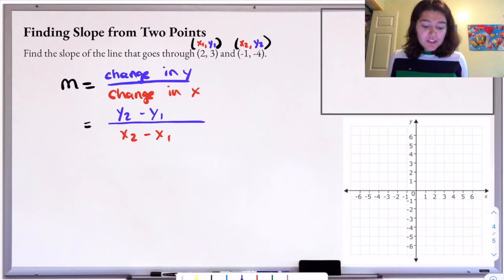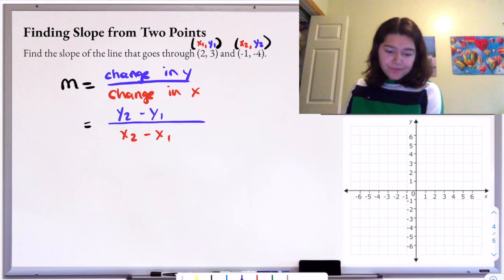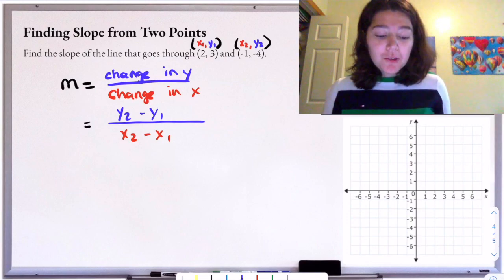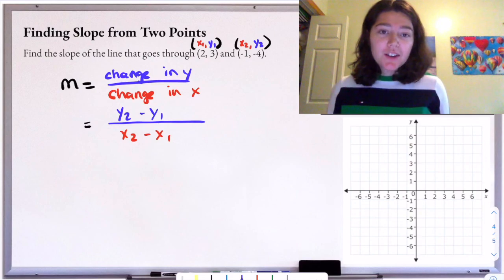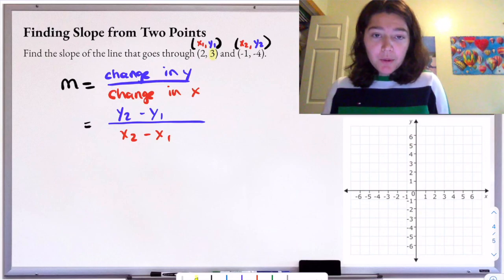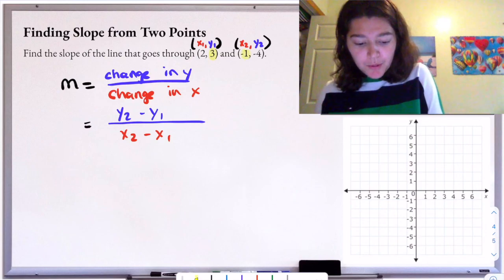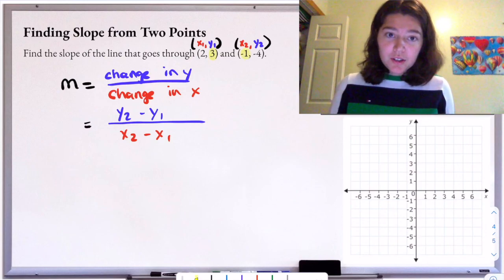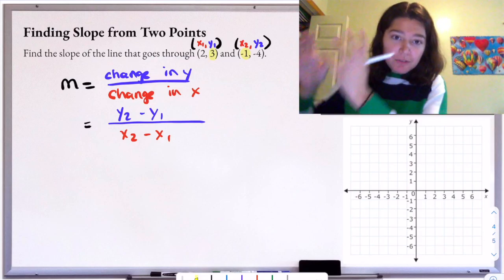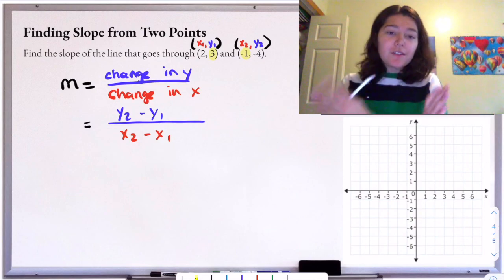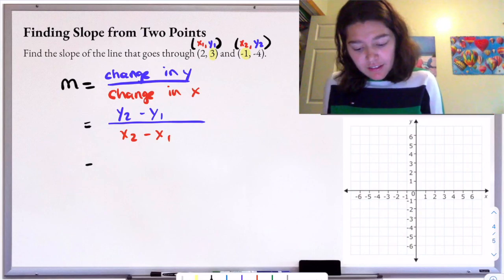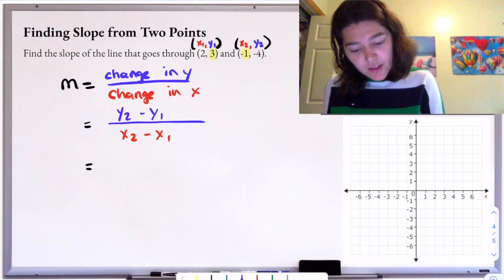Now I could actually switch that, which is a fun thing. It doesn't matter at all which point I call my first point and which point I call my second point. But what does matter is that I'm consistent. So for example, if I label 3 as y1, then I can't go and label negative 1 as x1. No, those are on different points. So I have to label the whole point as my first point, the whole point as my second point, or vice versa.